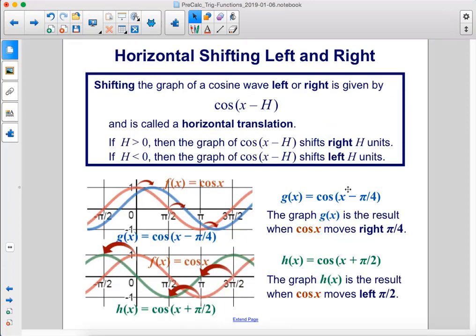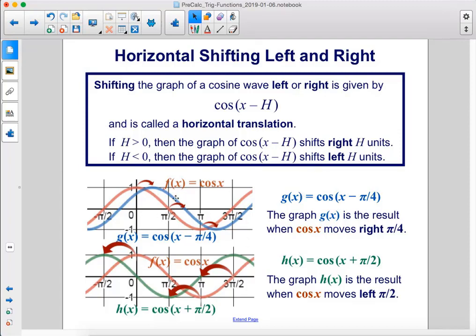Shifting the graph of a cosine wave left or right is given by cosine of x minus h, and is called a horizontal translation. If h is greater than 0, then the graph of cosine x minus h shifts right h units. If h is less than 0, then the graph of cosine x minus h shifts left h units.